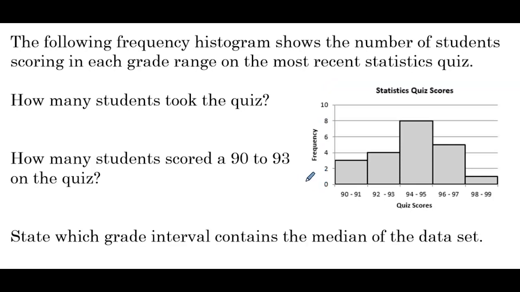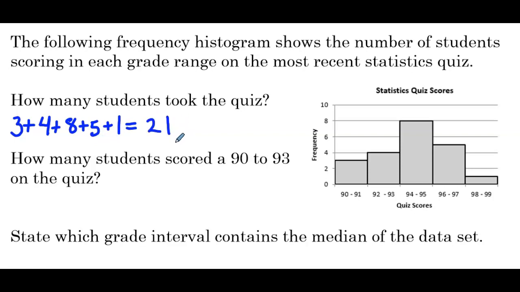Again, we have to figure out how many scored in each grade range. Now in this particular histogram, you can notice that some of the bars wind up in the middle of two values of our scale. Well, because we're dealing with students, if it's in the middle, in this case, that would be 3. So 3 students scored from 90 to 91, 4 students scored in the next grade range, 8 students in the next, 5, and then 1. So summing these values up, 7 plus 8 is 15, plus 5 is 20, plus 1, we have 21 students who took the quiz.